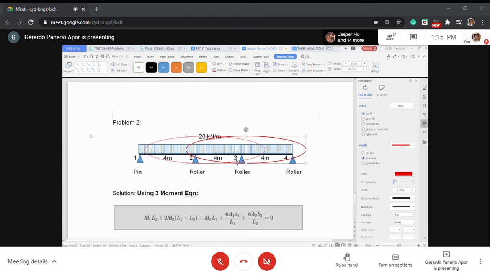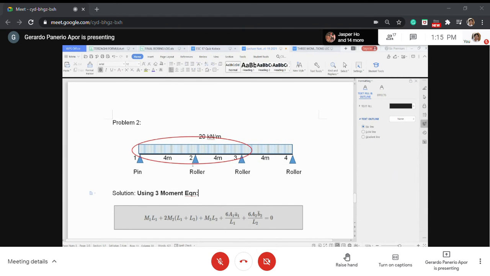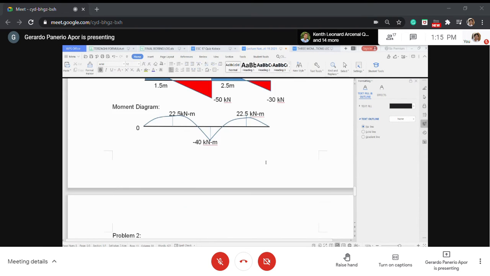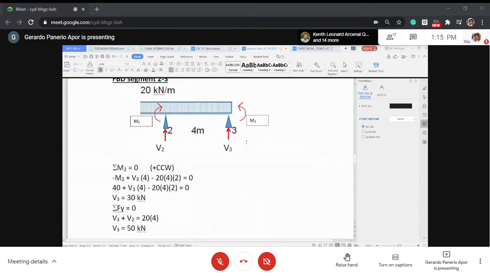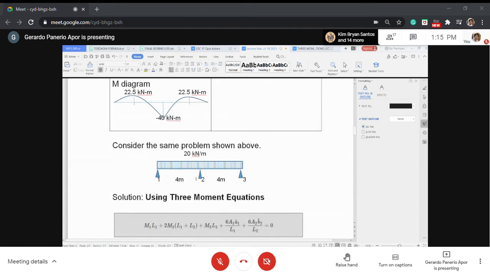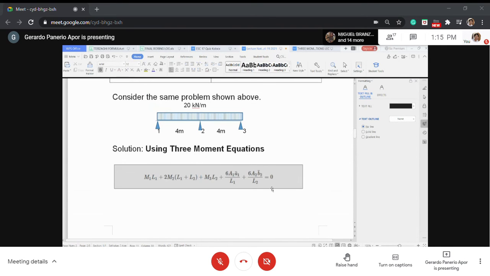So, we start here. In the theory of the three-moment equation, it always involves two spans. In fact, it is one equation: M1, M2, and M3 refer to points 1, 2, and 3. And then the 6A1 and 6A2 will be the 6A1 and 6A2 of the load on spans 1, 2, and 2, 3. Now, we have already solved this.